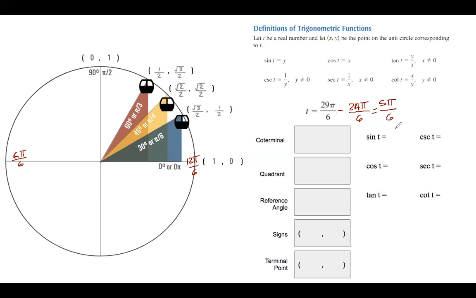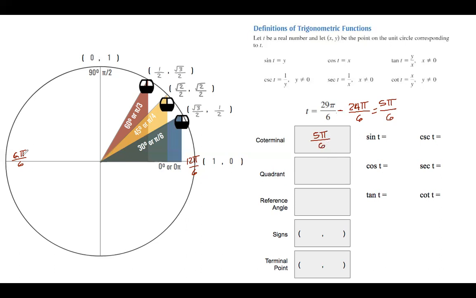over 6. That's our coterminal angle, and it'll be a lot easier to work with that angle than to work with 29 pi over 6. That's our positive coterminal angle between 0 and 2 pi. So in a way, we subtracted twice 12 pi over 6. Let's write it down over here, 5 pi over 6.